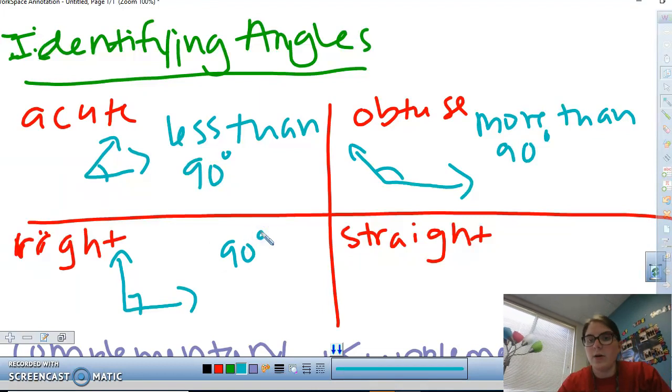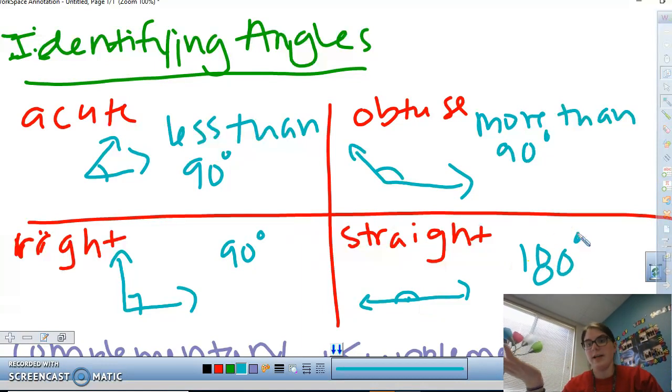And the last one is a straight angle. This one is exactly 180 degrees. It's like a straight line. So that's a little bit of review from fourth grade.